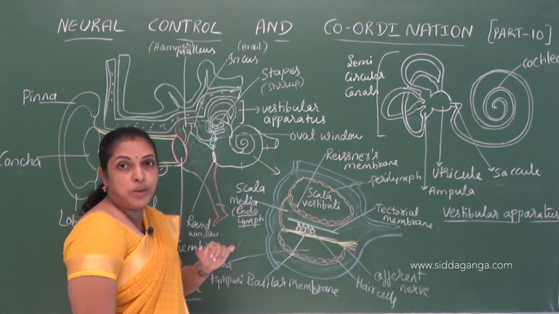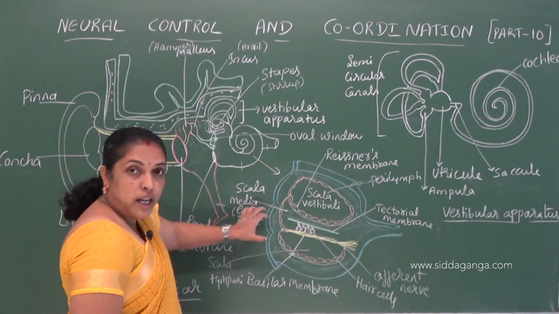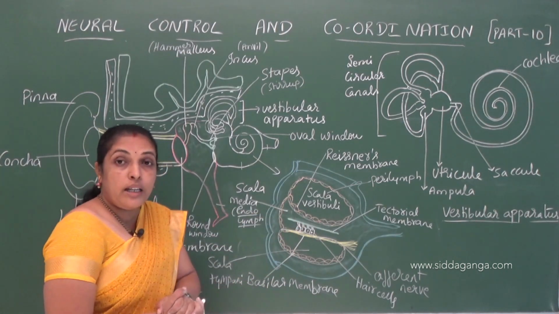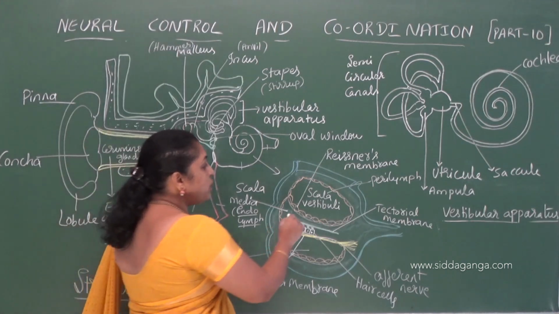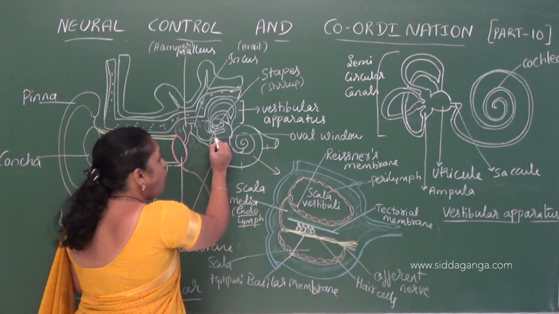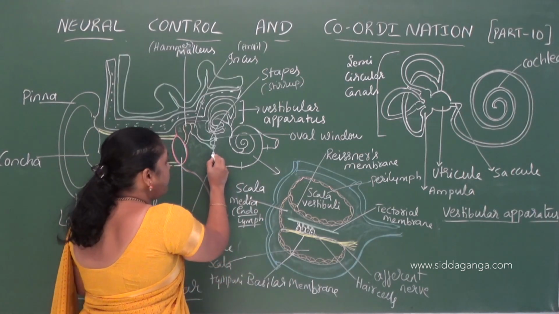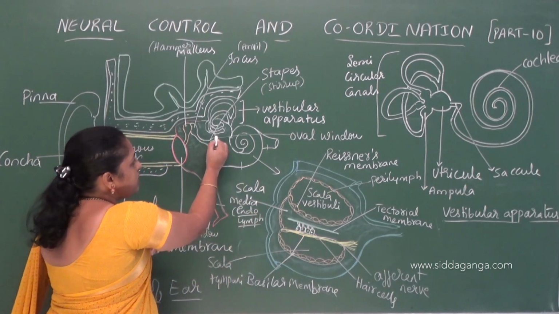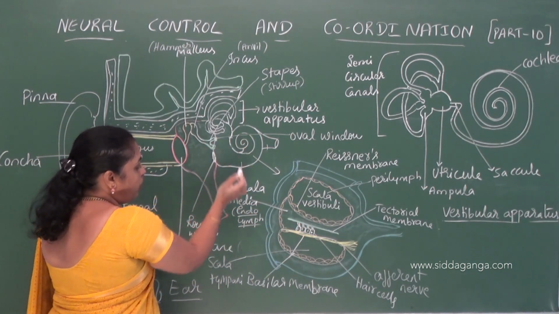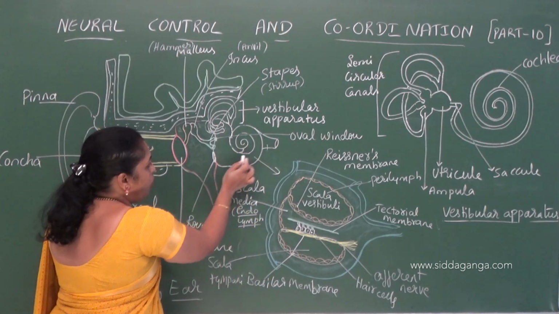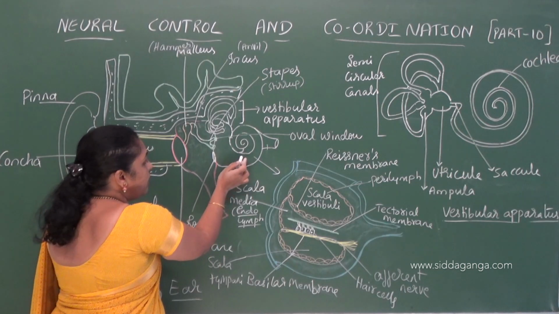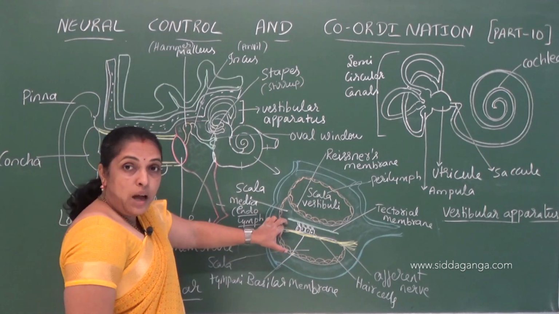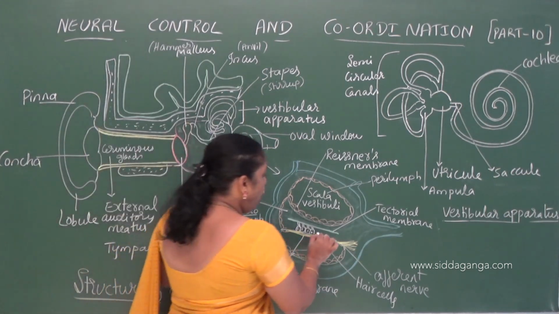This is a competitive question for you. The scala media contains endolymph, the scala vestibuli and scala tympani contain perilymph. The scala vestibuli opens into the oval window, and the scala tympani opens into the round window. Sorry, the scala vestibuli opens into the oval window and the scala tympani opens into the round window. And in the scala media we see a structure called the organ of Corti.